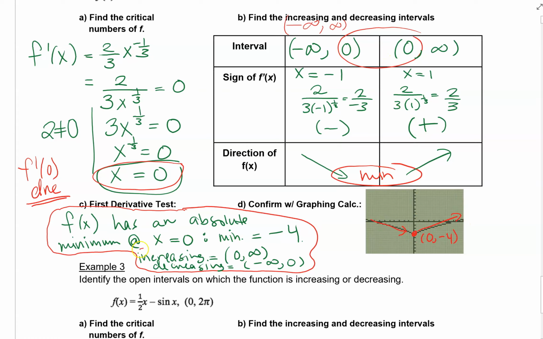So we can locate that. And then to find the minimum value, I had to plug it in. So the equation was x to the 2/3 minus 4. So 0 to the 2/3 is 0, and then minus 4 is negative 4. So that's how we get the actual value of the minimum. Then for the increasing and decreasing intervals, it was increasing here from 0 to infinity, and then it was decreasing from negative infinity to 0.